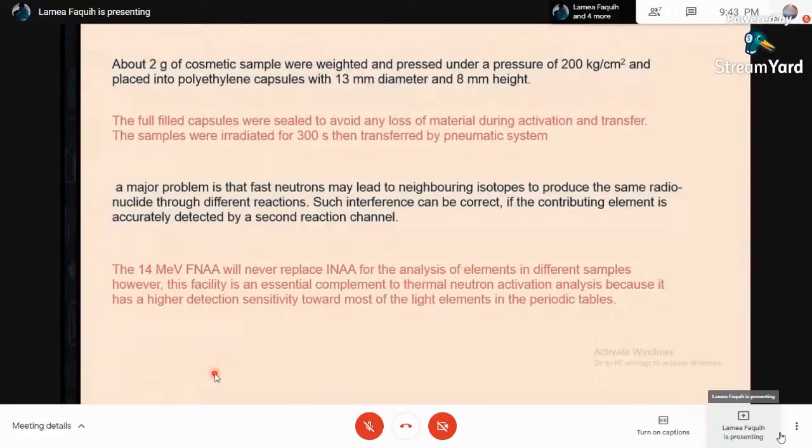Basically, if we compare instrumental neutron activation analysis, that is INAA, to fast neutron activation analysis, we'll see that INAA is a very classical technique and it cannot be replaced. But yes, sometimes fast neutron activation analysis does give us some benefits, because we use it where we do not have access to thermal neutrons. So there we can use fast neutron activation analysis.